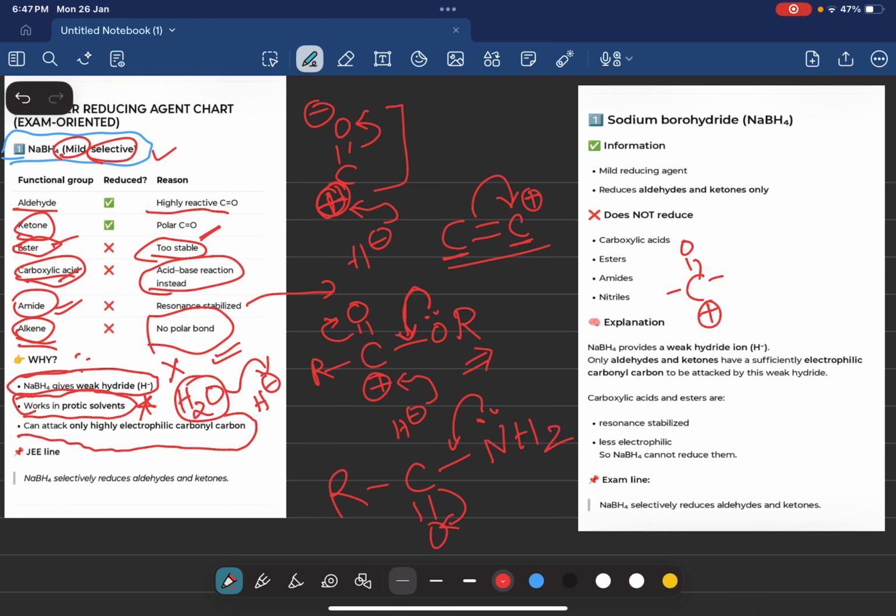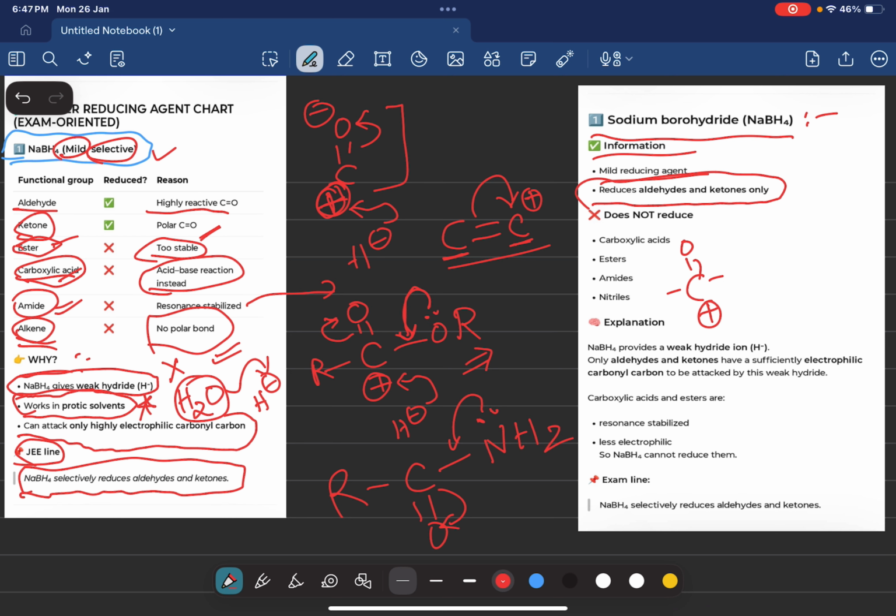Otherwise it won't work. So the conclusion: in JEE or NEET exams, what they ask students is that NaBH4 selectively reduces aldehydes and ketones only. Coming to sodium borohydride, it is a mild reducing agent, reducing aldehydes and ketones only. It doesn't reduce carboxylic acids, esters, amides or nitriles. And the explanation for this: NaBH4 provides a weak hydride ion, same reason.